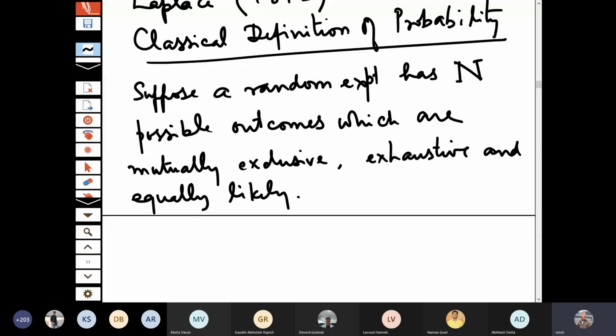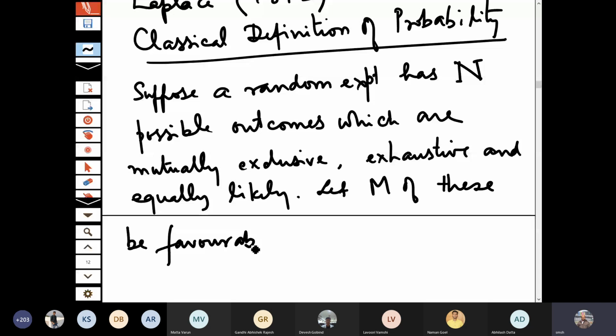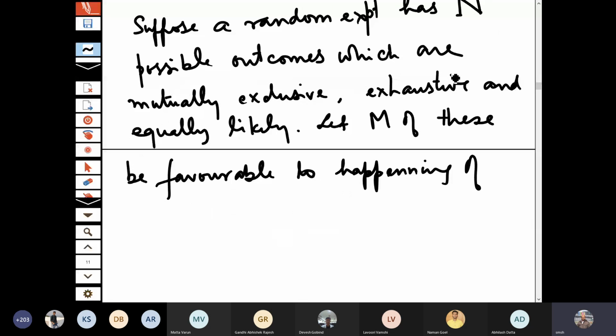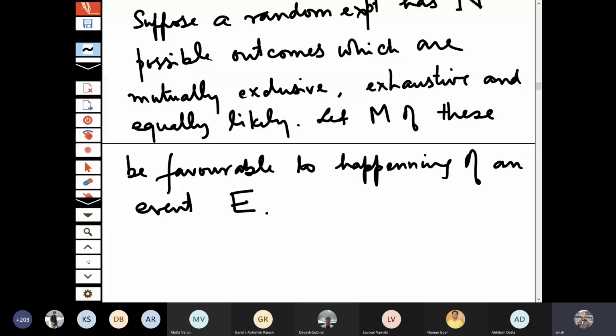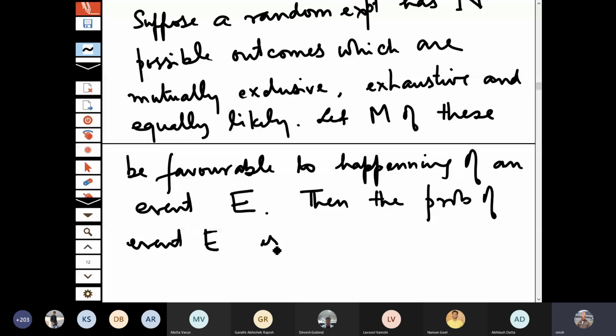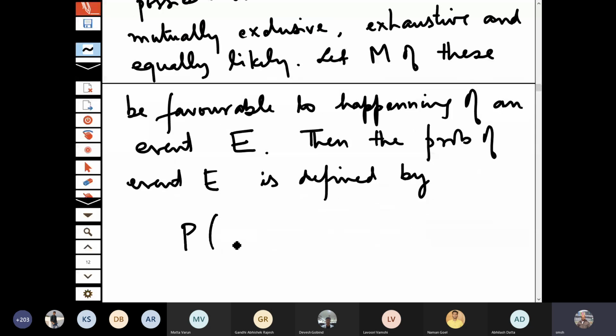Okay. So if there is an event, let m of these be favorable to the happening of an event E, then the probability of event E is defined by m by n.